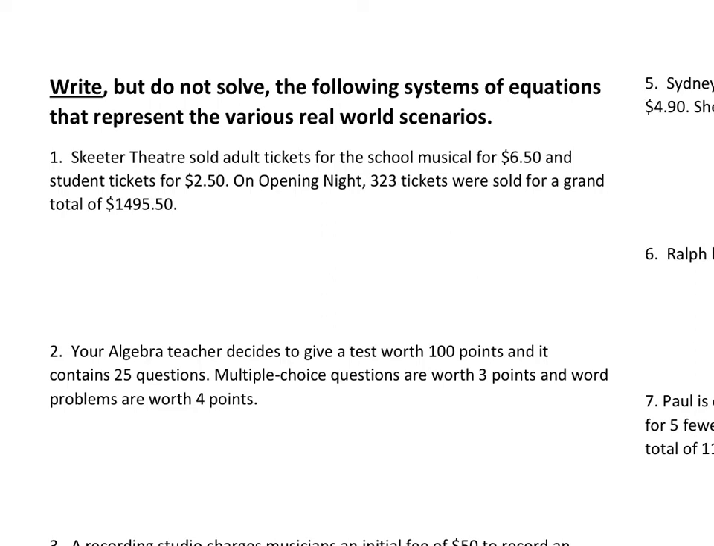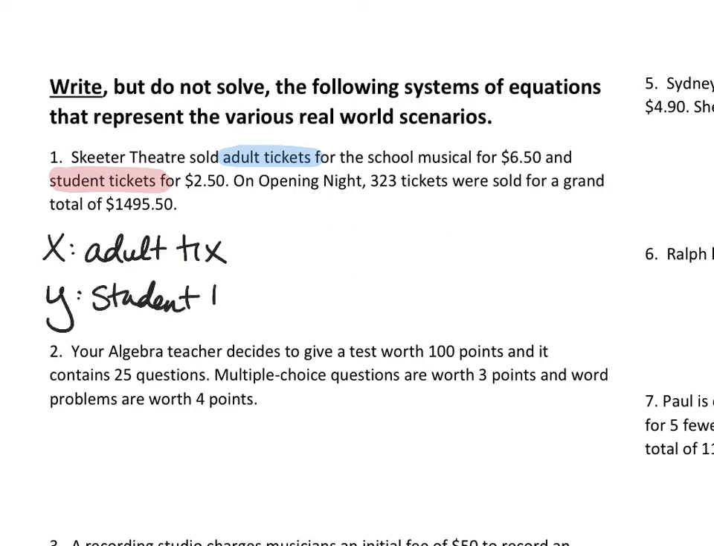Well, I can tell already that my two variables are going to be the amount of adult tickets that I sell and the amount of student tickets that I sell. That's what we're labeling our variables. Then we know that on opening night, 323 tickets were sold for a grand total of $1,495.50. All right, so we're going to let X represent our adult tickets, however many tickets we sold that were adult tickets. We're going to let Y represent the student tickets.